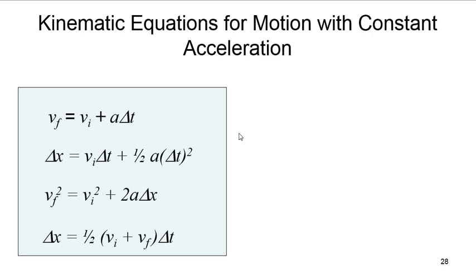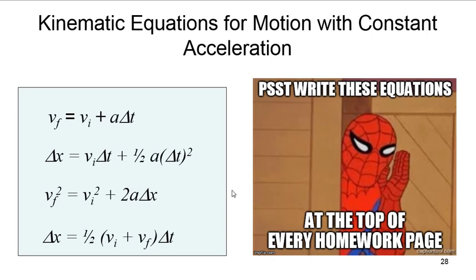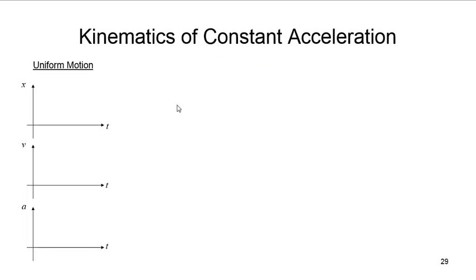Okay? So what I recommend, and what your friendly neighborhood Spider-Man recommends, is that you write these equations at the top of every homework page that you do, because it's so nice to have them right in front of you. And when you're doing the homework, you have these equations right there so that you can look through and say, which equation do I want once I've identified my variables? It's very helpful. In addition to working with these equations, which we're going to practice a lot soon, we also want to be able to understand the relationship between the graphs of our kinematic variables, position, velocity, and acceleration.